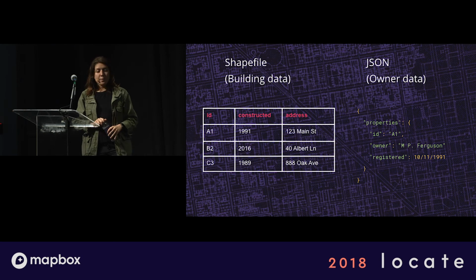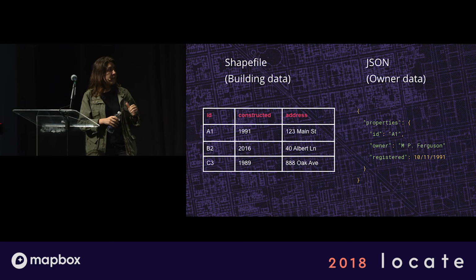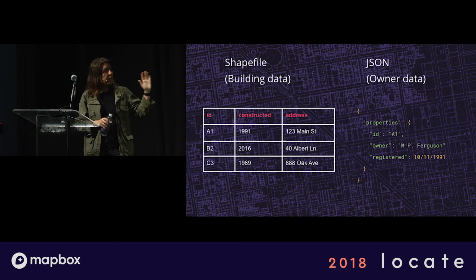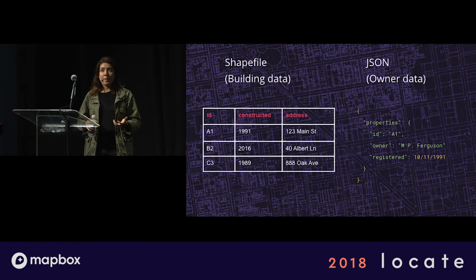So here's a sample of Phil's data. He's got two sets of information that he needs to join together. One is a shapefile representing the buildings, like I mentioned earlier. The data has a unique building ID, construction date, and address. The JSON data is on the right, and that is owner data coming from the property assessor's office. This information includes things such as the building ID, the owner, and the registration date.